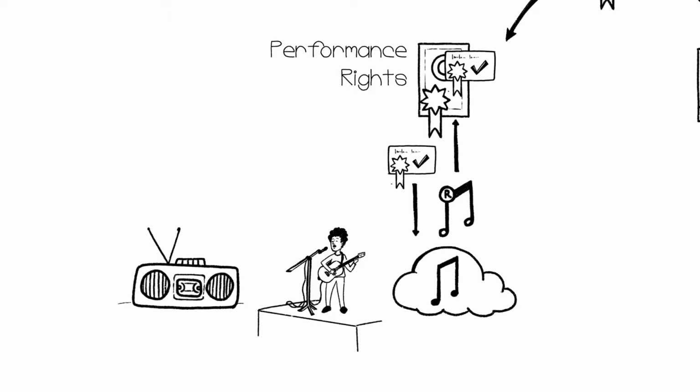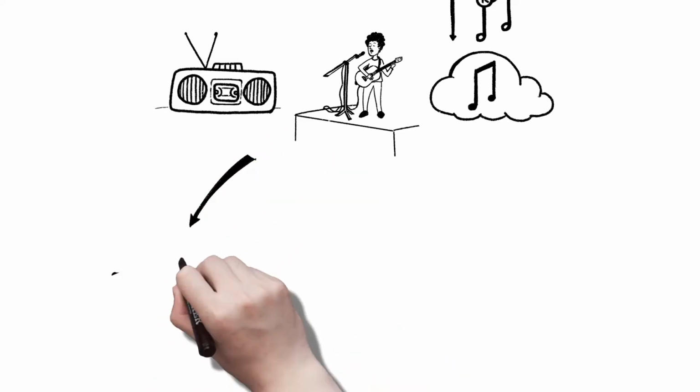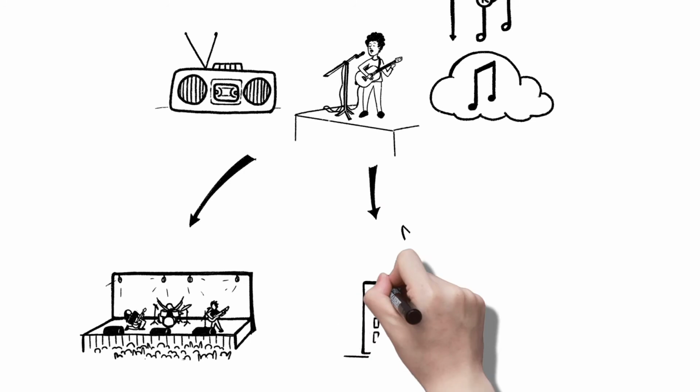Performance rights are managed and licensed by performance rights organizations, or PROs. We'll discuss them in the next episode. So who pays for these licenses? Well, that is anyone who either broadcasts music, hosts live performances of music, or transmits music to the public.